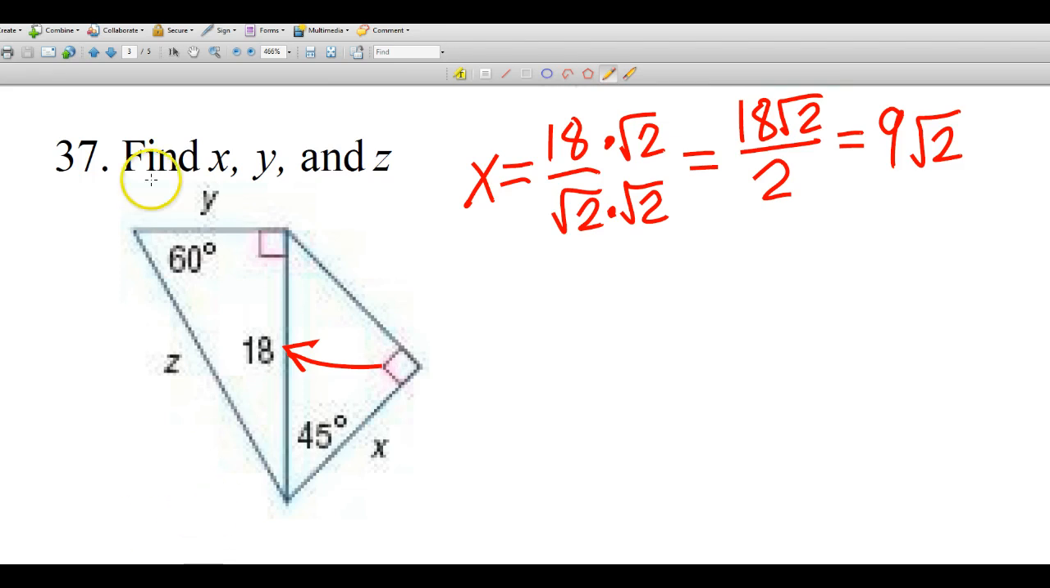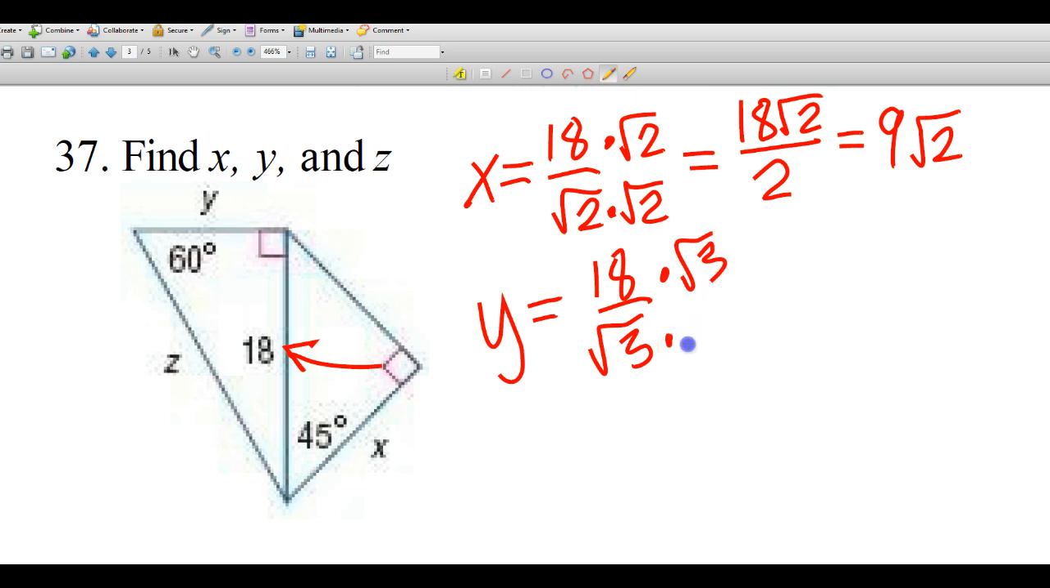To find y, we have a 30, 60, 90 triangle. And we are given the side opposite from the 60-degree angle, so we're given the long leg. The first thing that we always do is find the short leg. So they are in a 1 to square root of 3 ratio, so if we divide the long leg by the square root of 3, that will be the short leg. So y is equal to 18 over the square root of 3, which we have to rationalize, so multiply by root 3 over root 3.